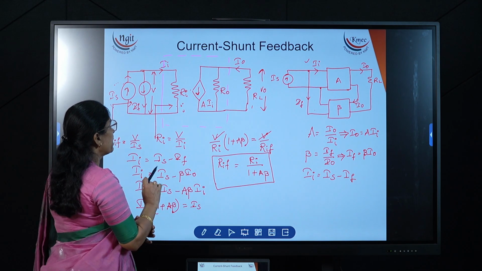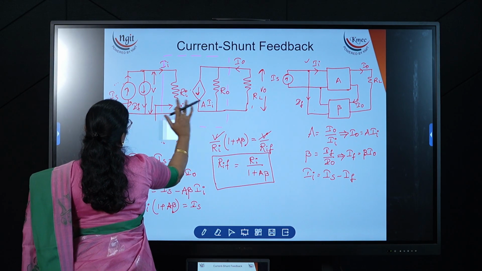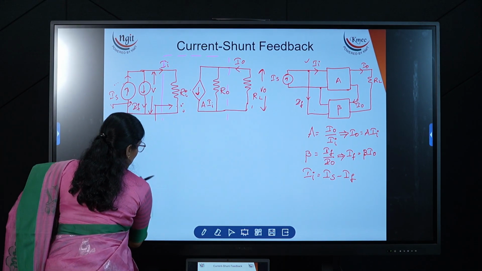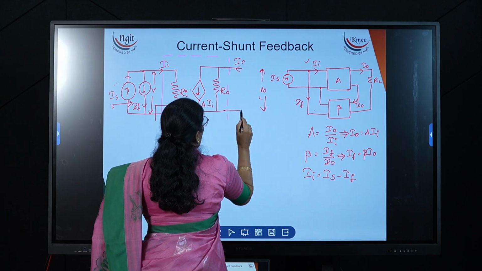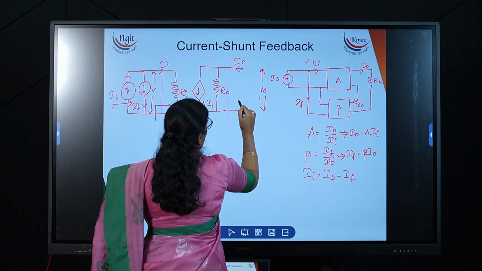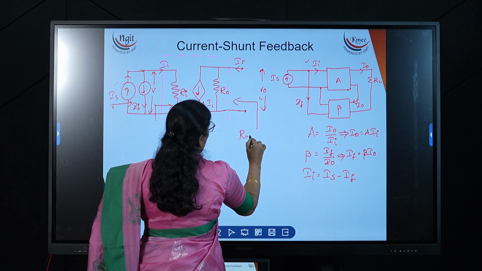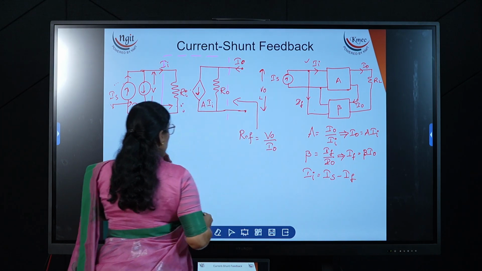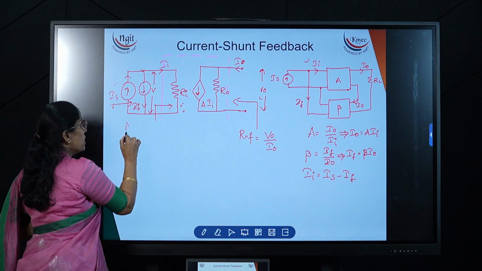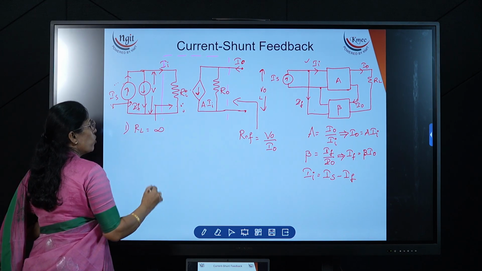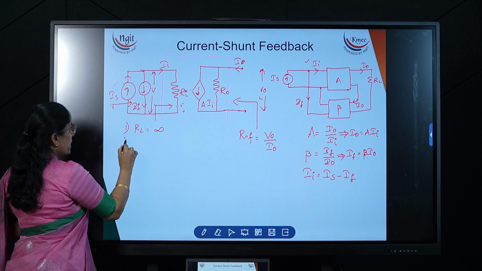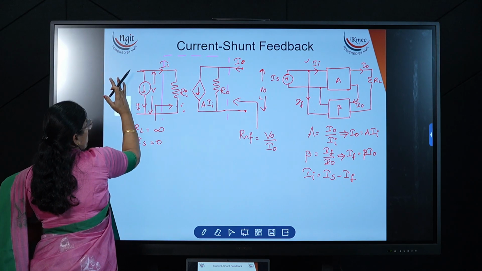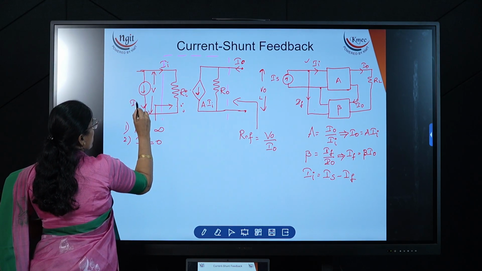Similarly, we need to calculate the output resistance. What are the conditions to calculate the output resistance? From the point where we are calculating, we have to keep the terminals open. This is the V0. If I am measuring the resistance R0F, it is V0 divided by I0. The first condition is RL is equal to infinite, keep it open. The second condition is IS is equal to 0. How can we make the current source 0? Just by opening it. If it is a voltage source, short it. If it is a current source, open it.